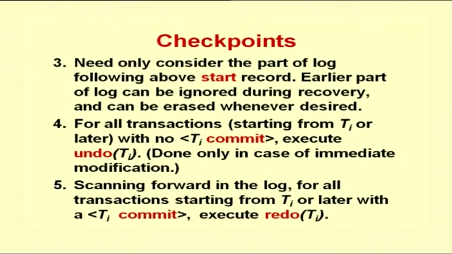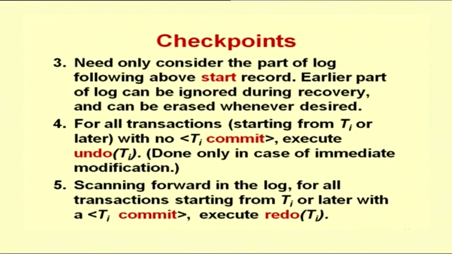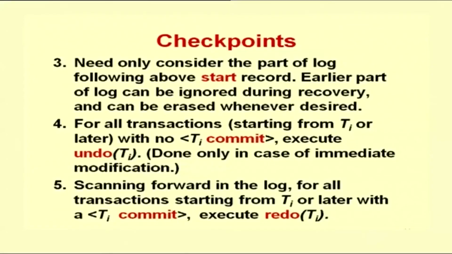Need to consider only that part of the log record following the start record. The earlier part of the log can be ignored completely during recovery and can be erased whenever desired, because all of that has already been committed. So, what we are doing is going backwards until start Ti. For all transactions starting from Ti or later with no Ti commit, that is, none of the transactions have committed, you have to undo all the transactions.